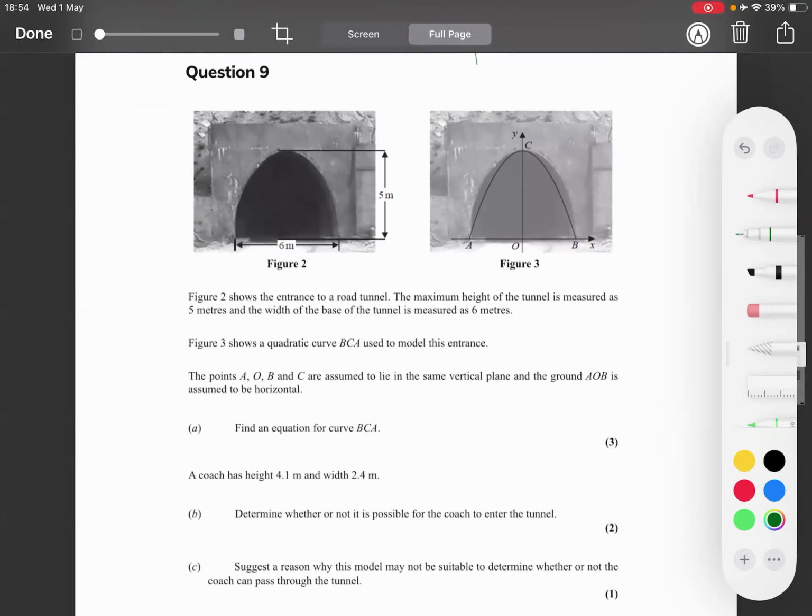What should I do if I want to model this one over here? Same thing, it's the same method. So what do we do first?